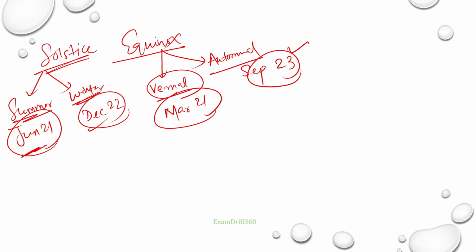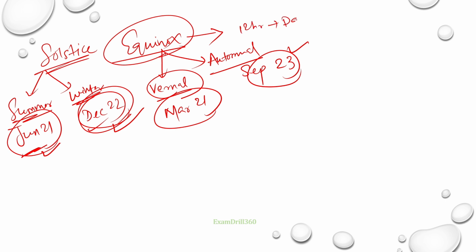So what is the solstice? On June 21, there is the longest day and shortest night in the northern hemisphere. And similarly, December 22nd is the same in the southern hemisphere. Got it? What happens in the equinox? At the equinox, day and night are equal, meaning 12 hours of day and 12 hours of night. Clear? Now let's come to longitudes.